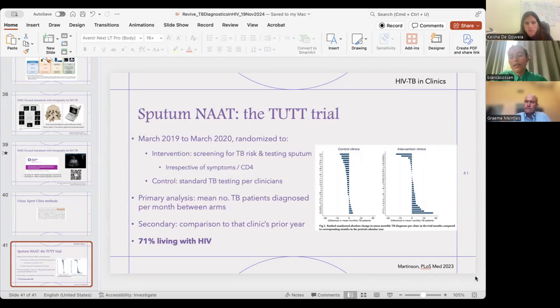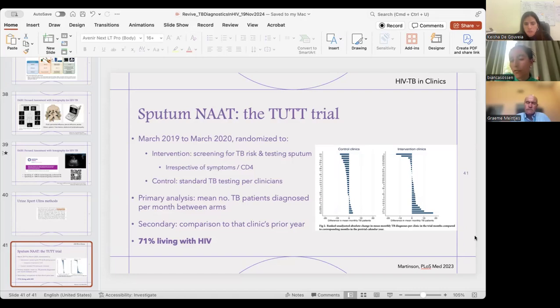Their primary analysis was trying to look at how many TB patients were diagnosed per month between these two arms. And then there was a secondary analysis that compared each clinic with its own prior year. So how many diagnoses were made when standard screening and testing algorithms were done compared to when you performed sputum Xpert in all, irrespective of the symptoms or CD4 count.